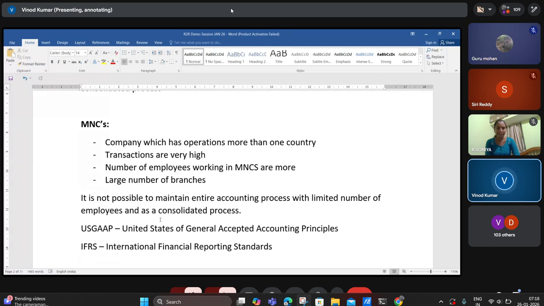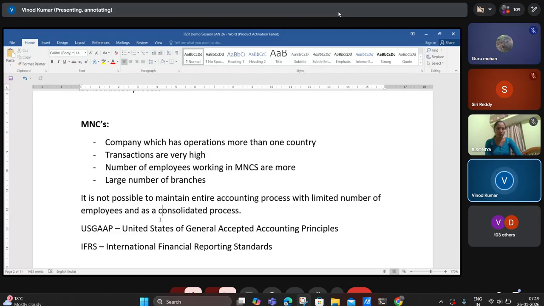possible. And as a finance team, as a consolidated process, it is very difficult to maintain. So this is the big problem in the 1980s. There are two important boards which decide the accounting rules, laws, and regulations in the entire world, guys. If a company is following an accounting process, there should be some set of rules and regulations. Who will design that? According to the board of IFRS. IFRS is nothing but International Financial Reporting Standards. According to these rules and regulations, companies in the entire world maintain their books of accounts, guys.